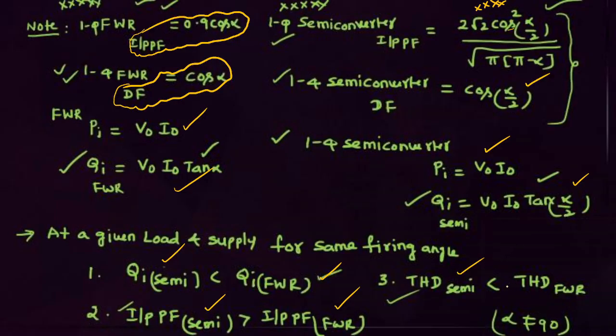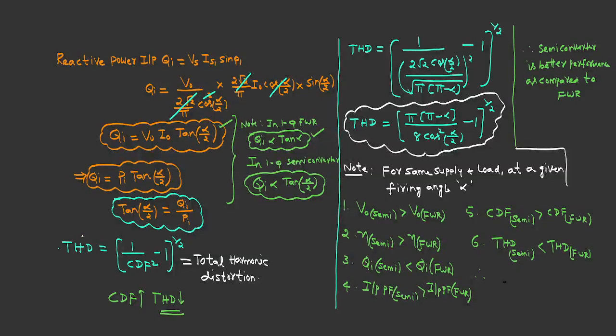Total harmonic distortion is less in the case of the semi converter as compared to the full wave rectifier. That's the reason why, from a performance point of view, the semi converter performs better as compared to the full wave rectifier. These formulas I have written once again, so you have to concentrate. This is the proof I have given.